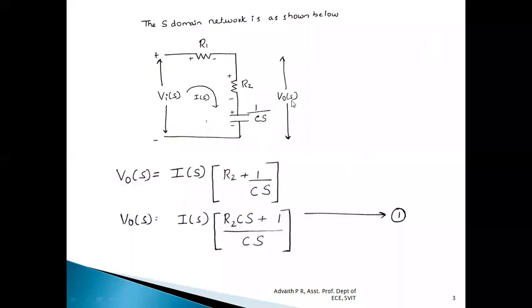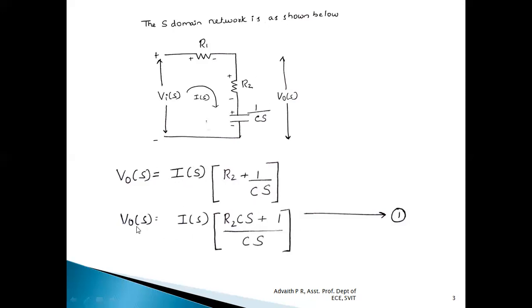The output voltage V0 of S is given as I into Z. Z is nothing but the impedance with respect to this particular section. If we observe R2 and this capacitor, the resistor and capacitor are connected in series. Hence, V0 of S will be equal to Z into I of S, impedance into current. The impedance value was R2 plus 1 divided by C into S. So V0 of S is equal to I of S into R2 plus 1 by CS.